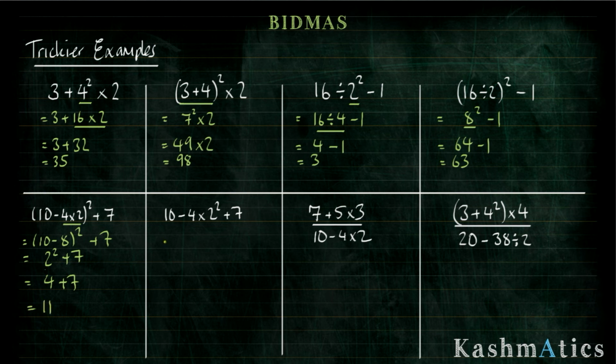Right, next example. Brackets, no. Indices, yes. Okay, let's underline that. So it becomes 10 take away 4 times 4, add 7. Okay, so dealt with the brackets and the indices. Well, there weren't any brackets anyway.